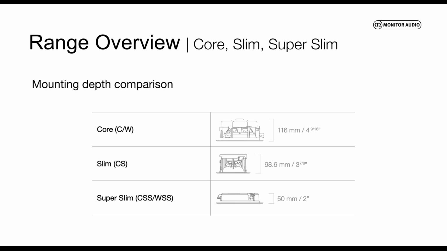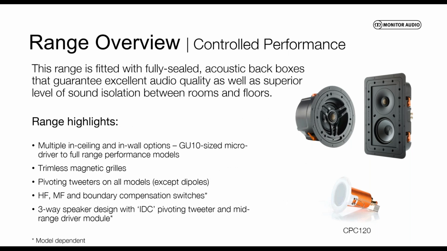Those are your minimum depths you've got in each range. Obviously there are maximum depths, so I haven't shown those on here, but for general use, core for ceiling and in wall, the Slim offers you that little bit of extra get out of jail free option, and then the Super Slim range, 50 millimeters of depth, a real industry leader.